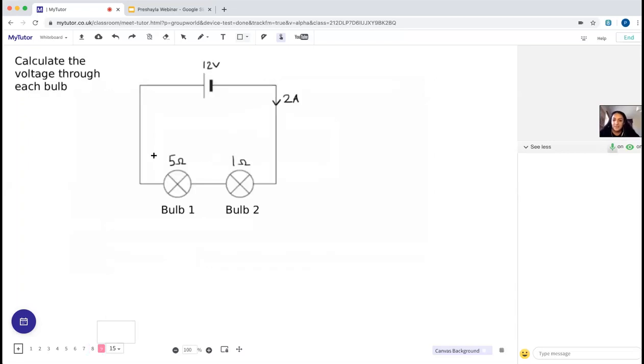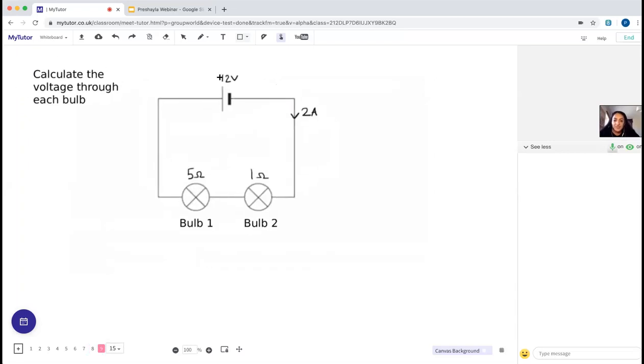Okay, so we've got another question here. This one's a little bit more complex. It's calculate the voltage through each bulb. So we have a cell of 12 volts powering the circuit. We've been told that the current is 2 amps, and we have a bulb of 5 ohms resistance and a bulb of 1 ohm resistance. Okay, so I'd like you to work out the voltage in bulb 1 and the voltage in bulb 2.